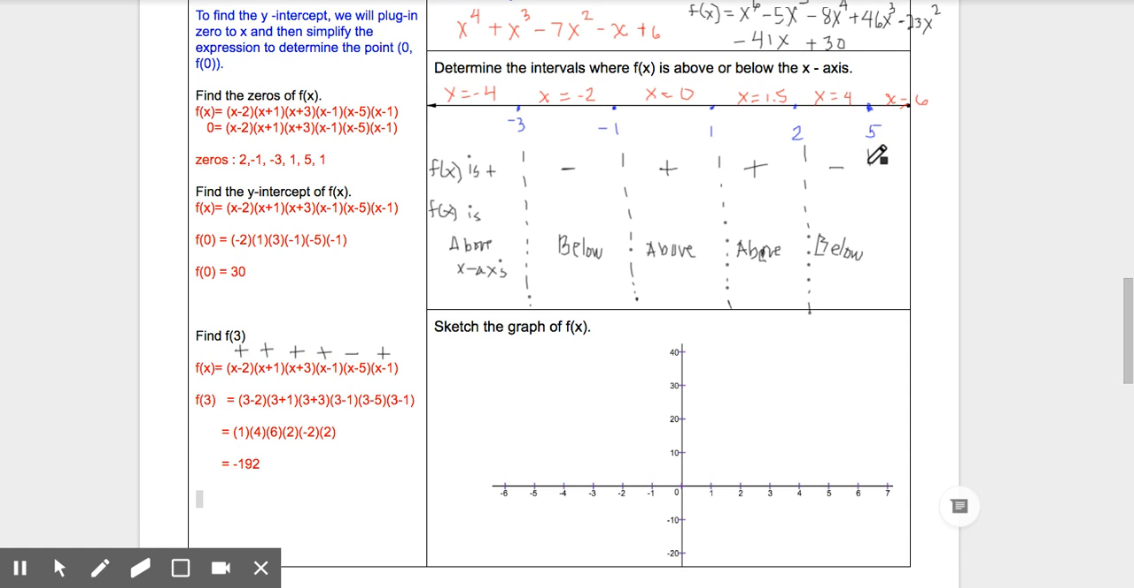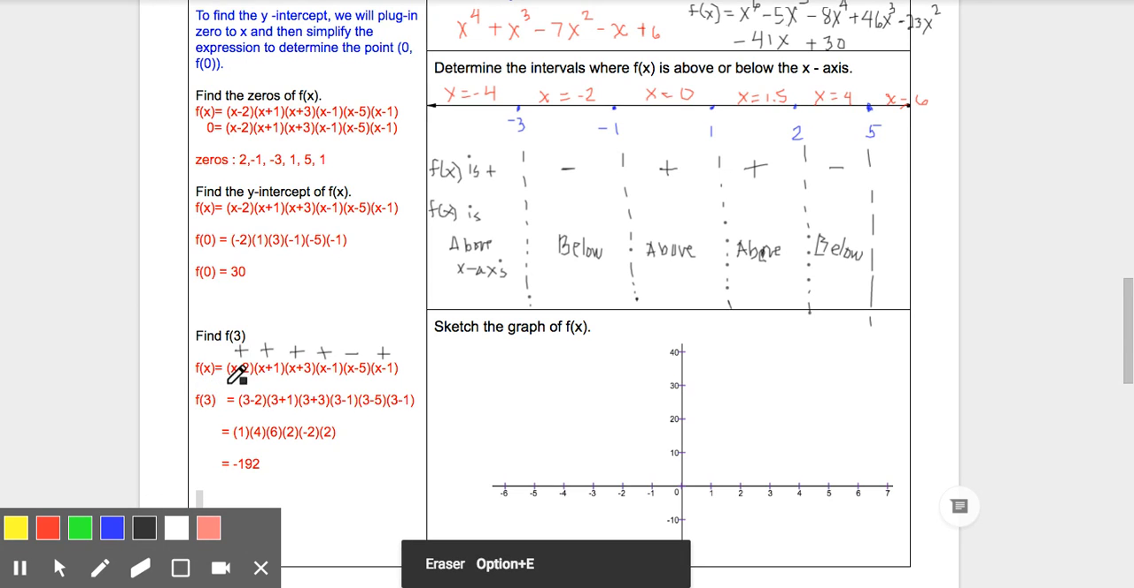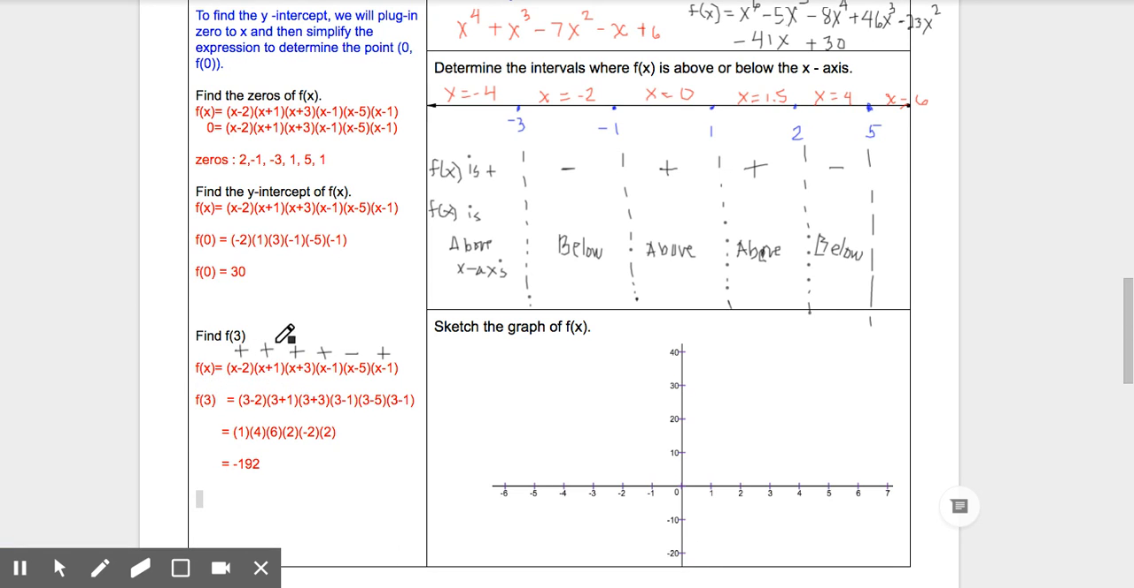All right, last section. X equals 6. 6 minus 2 is positive, 6 plus 1 positive, 6 plus 3 positive, 6 minus 1 positive, 6 minus 5 is positive, and 6 minus 1 is positive. So all of these are positive. Therefore, f of x is positive and therefore above the x-axis. All right. Now we can start graphing.